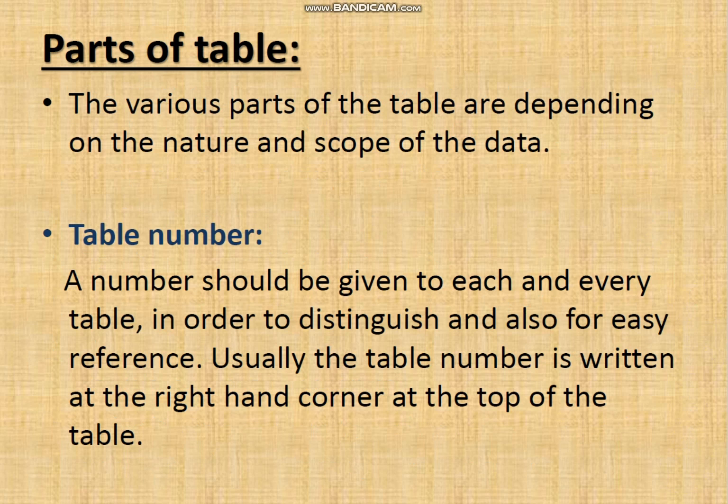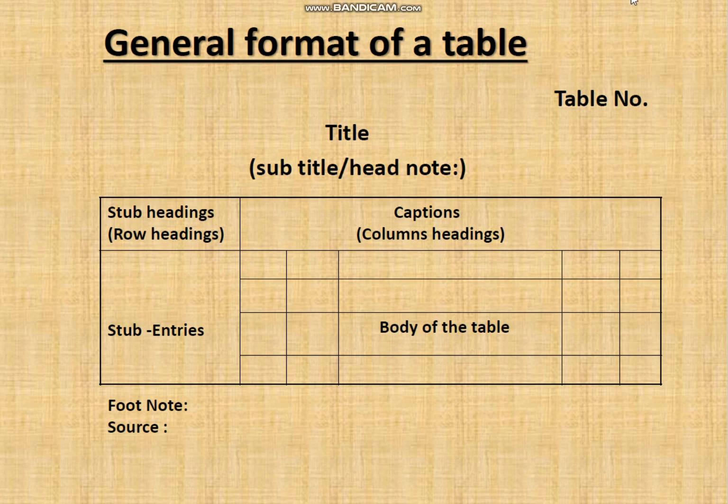Now let us look at the parts of a table. What are the important parts of a table? So the first one would be table number. This is a general format of a table. So the first part here would be the table number. So it is important to give a number to the table.